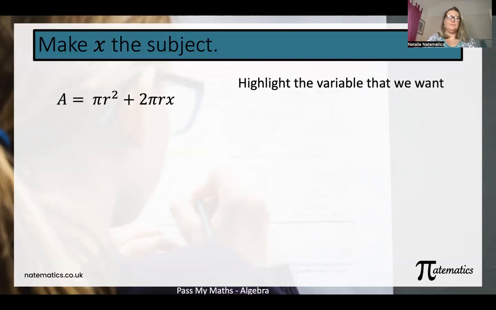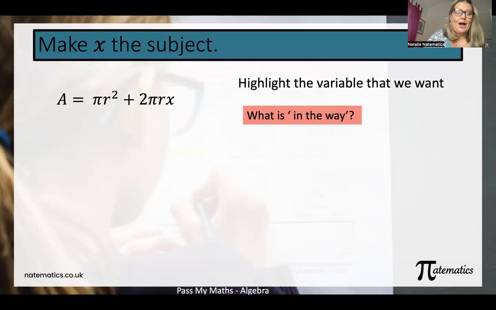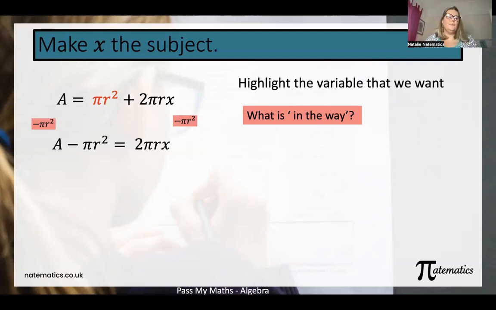Highlight the thing that we want, which I think I've done. Oops, I haven't put it. I'm sorry, I thought I'd highlighted it, but I hadn't. So what's in the way? Well, pi r squared. I haven't got anything to do with X in it. So off you go, send you to the other side. So I'm going to take away pi r squared from both sides. Happy with why we do that now? So this goes over there, and we're left with this 2 pi r x on the right-hand side.